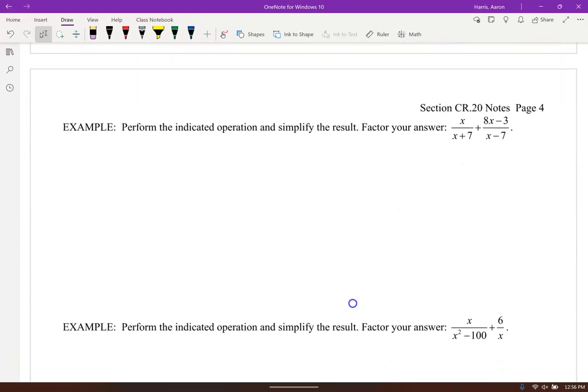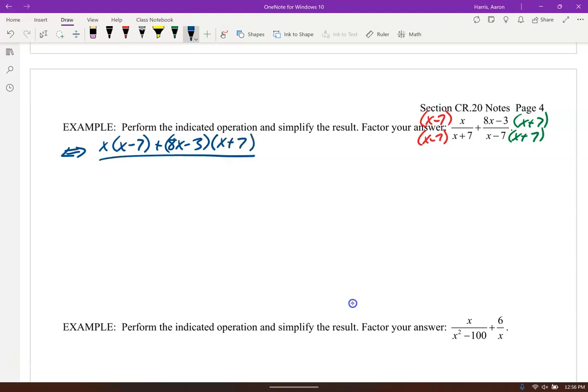All right, so for this next one, let's give this one an x minus 7, so it has a common denominator, and we'll give this one an x plus 7. Now we'll have a common denominator, so this will become x times x minus 7 plus 8x minus 3 times x plus 7. This is all over the common denominator. Distribute that, go ahead and distribute all that.